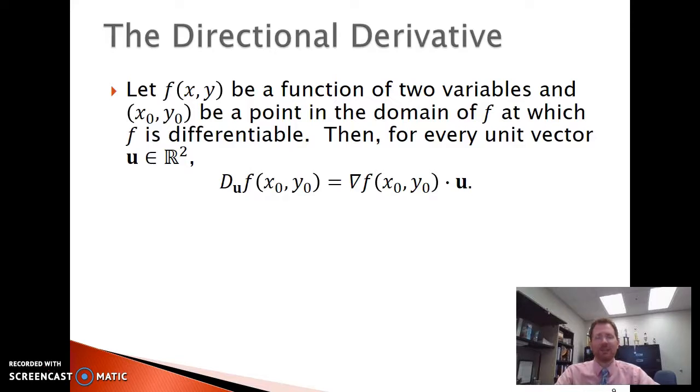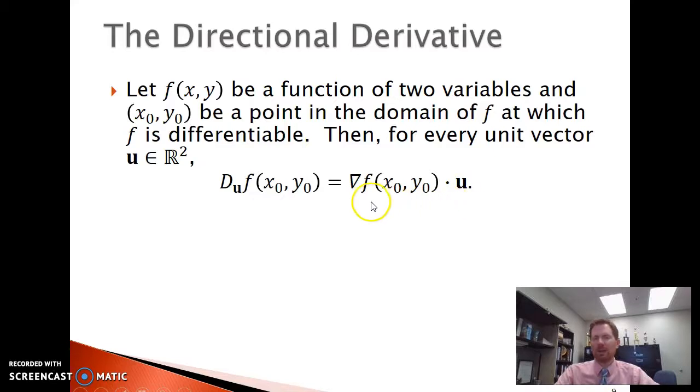What we find out now is that the gradient gives us a very quick and efficient way of finding the directional derivative. The definition you see on the screen in front of you right now is for a function of two variables, and you have a particular point x0, y0 in the domain of f, where we know that f is differentiable. Then for every unit vector in R2, the directional derivative of f at the point x0, y0 in the direction of the unit vector u is equal to the gradient evaluated at the point x0, y0, that vector dotted with the vector u.